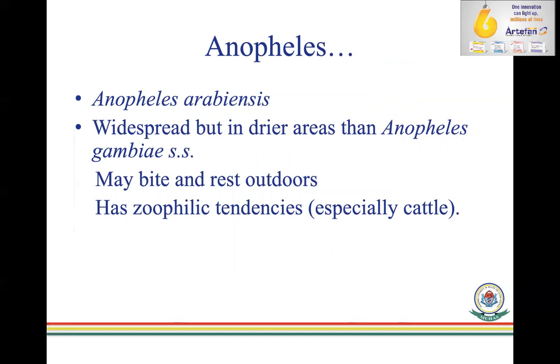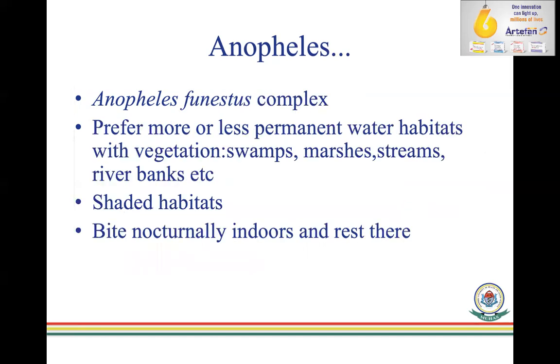The other species, like Arabiensis, are widespread, but in drier areas than Gambiae. These ones might like to bite and rest outdoors, and they may have zoophilic tendencies, meaning they can also feed on cattle. Feeding on cattle helps them to survive without depending on human beings. But it's important that when you clear the species of mosquitoes that eat mostly human beings, these ones might thrive more.